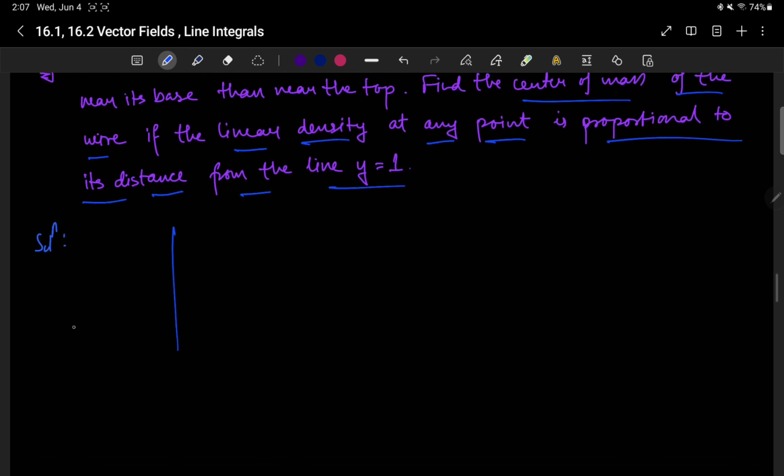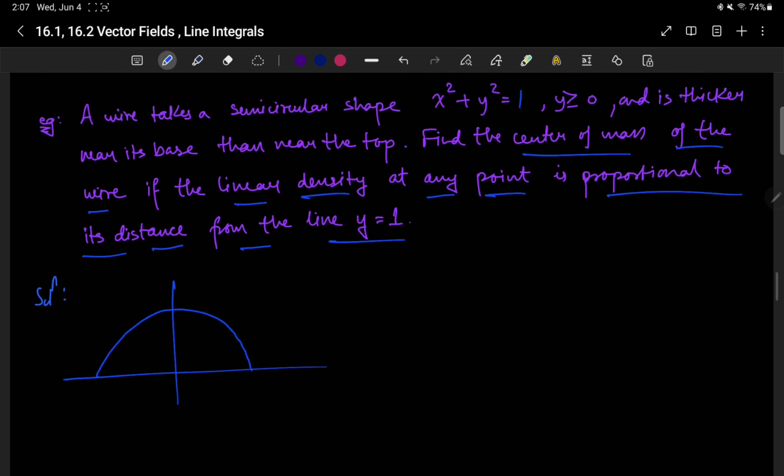So let's draw a rough sketch of what's going on. We have a semicircular wire. It says that this is thicker near the base than near the top. So it's thicker at the base, which is at (-1, 0) and (1, 0). And its density is proportional to how far it is from this line. So it's thinnest over here, which means that the further away from y equals 1, the thicker it is.